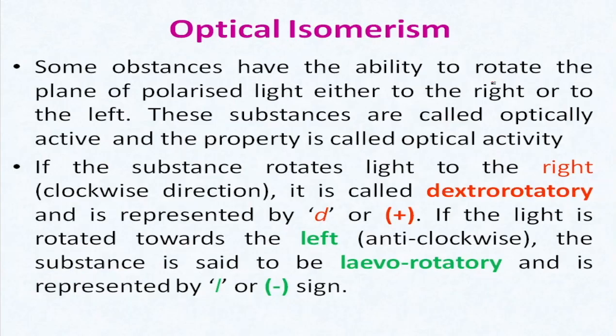Optical isomerism: some substances have the ability to rotate a plane of polarized light either to the right or to the left. These substances are called optically active and the property is called optical activity. If the substance rotates the light to the right, clockwise direction, it is called dextrorotatory and is represented by D or plus. If the light is rotated towards the left, anti-clockwise, the substance is said to be laevorotatory and is represented by L or minus sign.